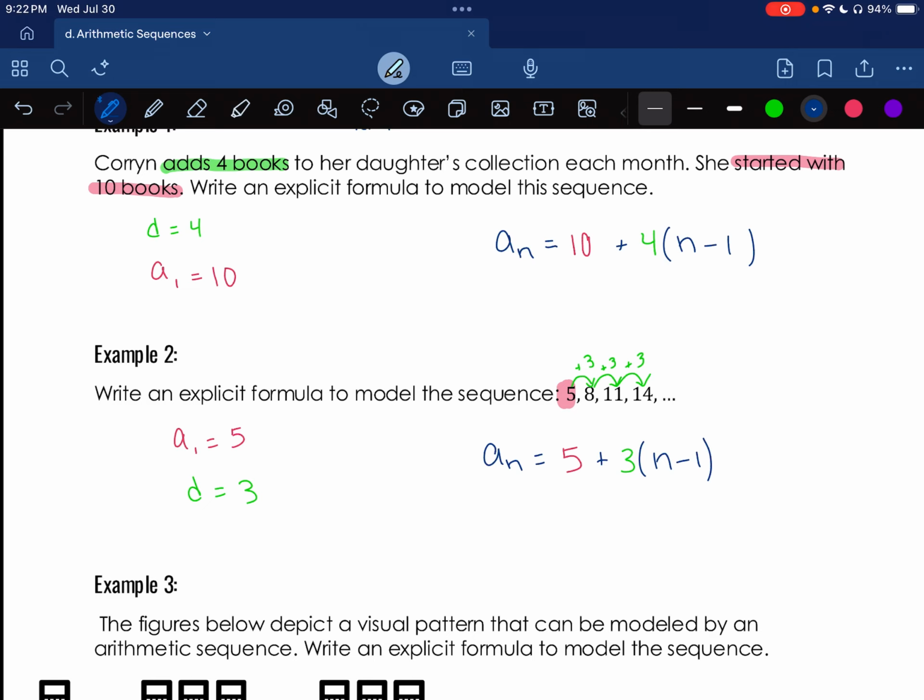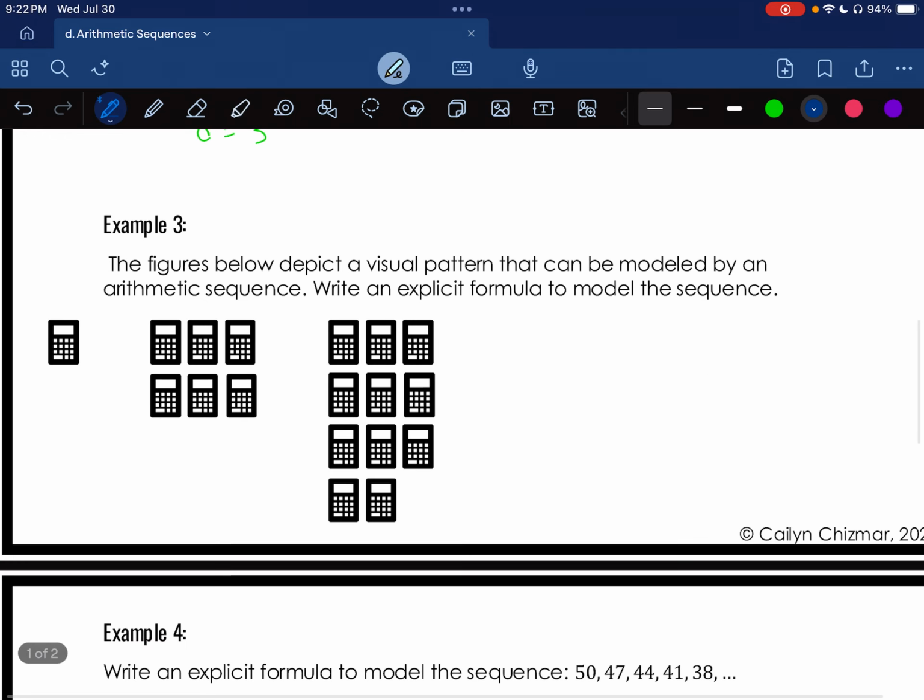Alrighty, here we go. The figures below depict a visual pattern that can be modeled by an arithmetic sequence. Write an explicit formula to model the sequence. All right, so what's going on? How many calculators do we have here? So we've got 1 calculator, then we got 6 calculators, then we have 11 calculators. All right, so I know that my A sub 1, we started with 1 calculator. And then from 1 to 6 and 6 to 11, I added 5 calculators each time to the image. So my D, my common difference, is 5.